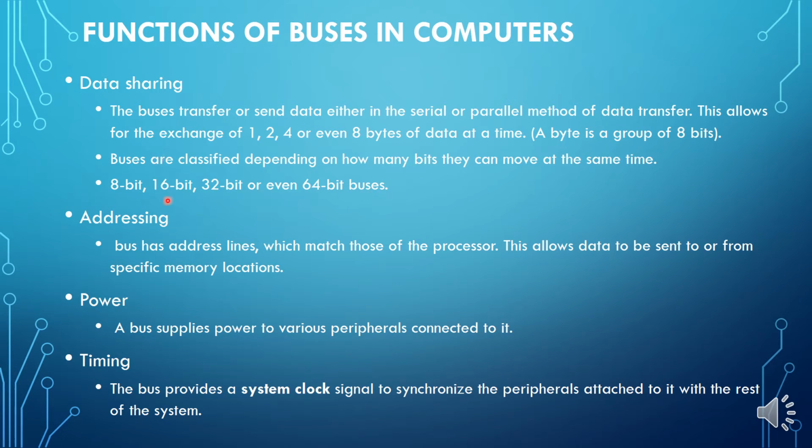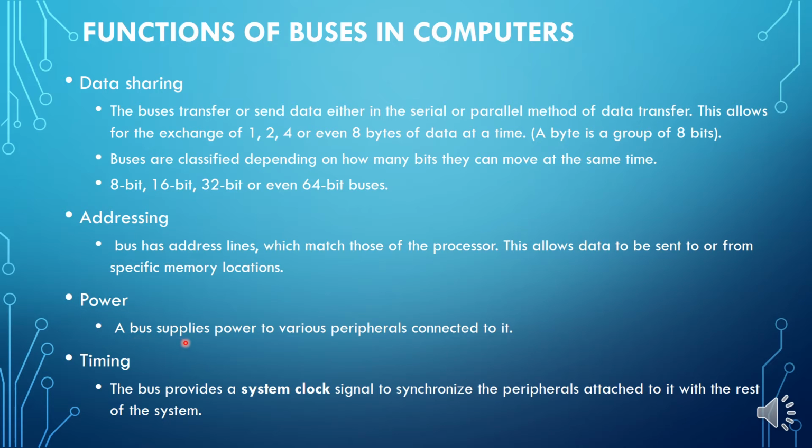So these are the number of data lines, that is, an 8 bit bus means it is carrying 8 bits of data. A 16 bit bus means it is carrying 16 bits of data. Likewise 32 bit and 64 bit. Coming to addressing, the bus has addressing lines which match those of the processor. This allows data to be sent to or from specific memory locations to the CPU.